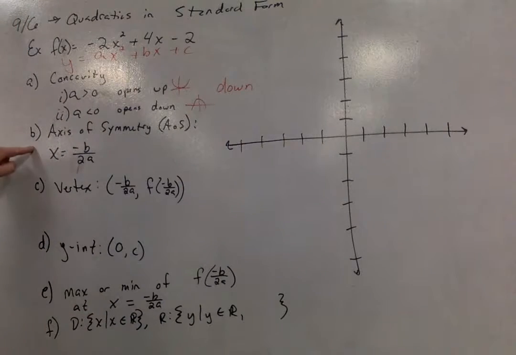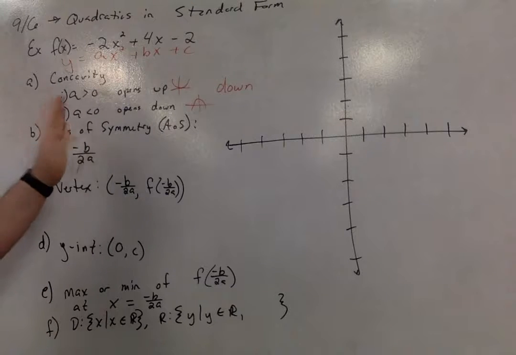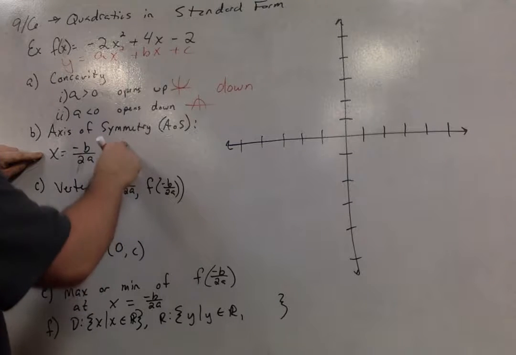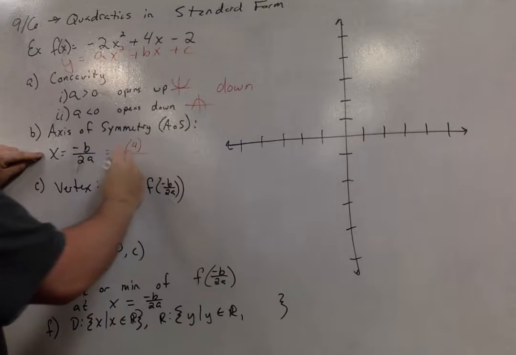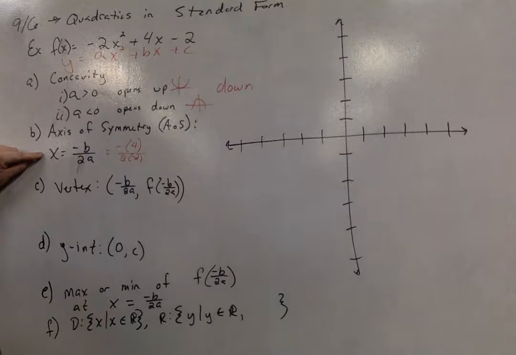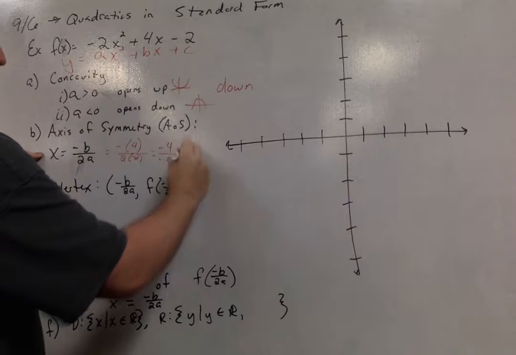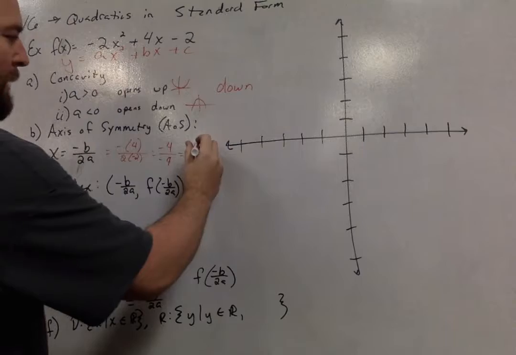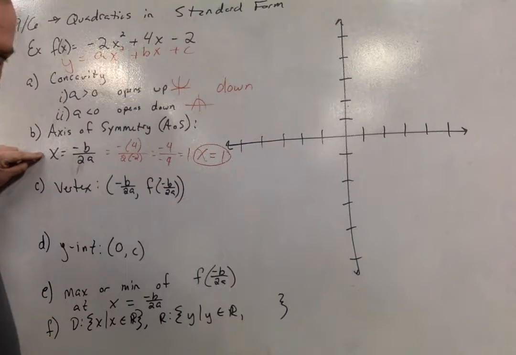Okay. Axis of symmetry. This is a line that cuts your function in half, where the left-hand side and the right-hand side will match up with one another. The equation for that is x equals -b over 2a. So in this case, -b is going to be the opposite of 4 over 2a, which is 2 times -2. So here I end up with -4 over -4, which is 1. So the axis of symmetry, because it's a line, I expect the equation of a line. I'm going to write here x equals 1. That's my axis of symmetry.